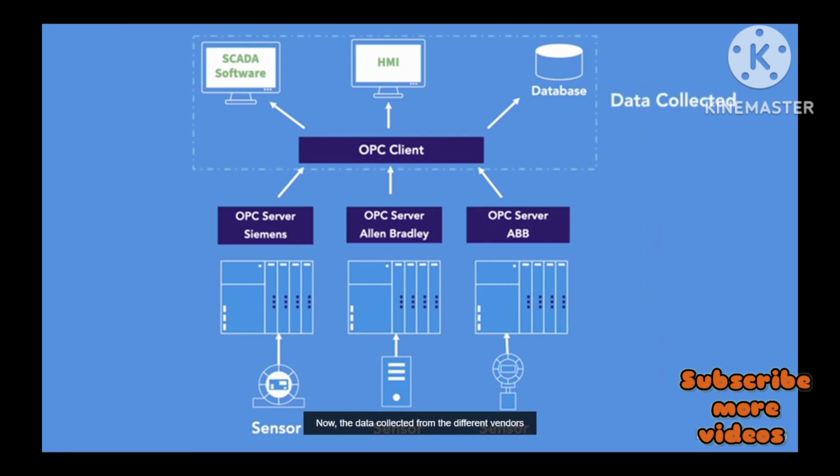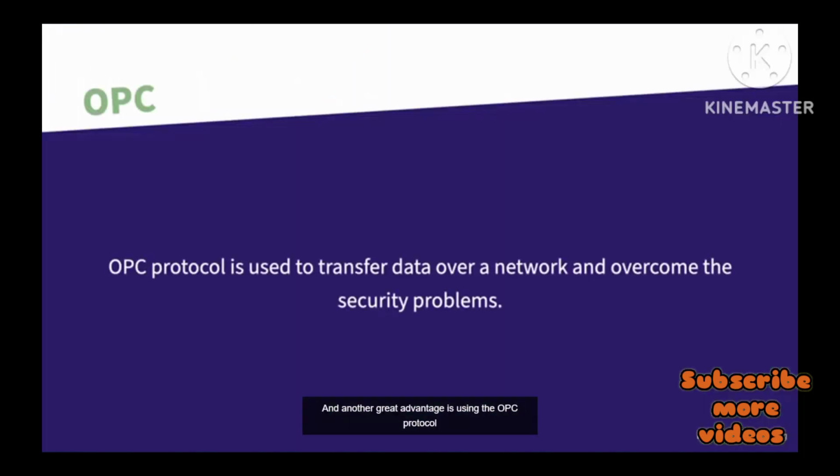Now, the data collected from the different vendors can be then used for different applications, examples like HMI, SCADA software, or stored in database. And another great advantage is using the OPC protocol to transfer data over a network and overcoming the security problems.